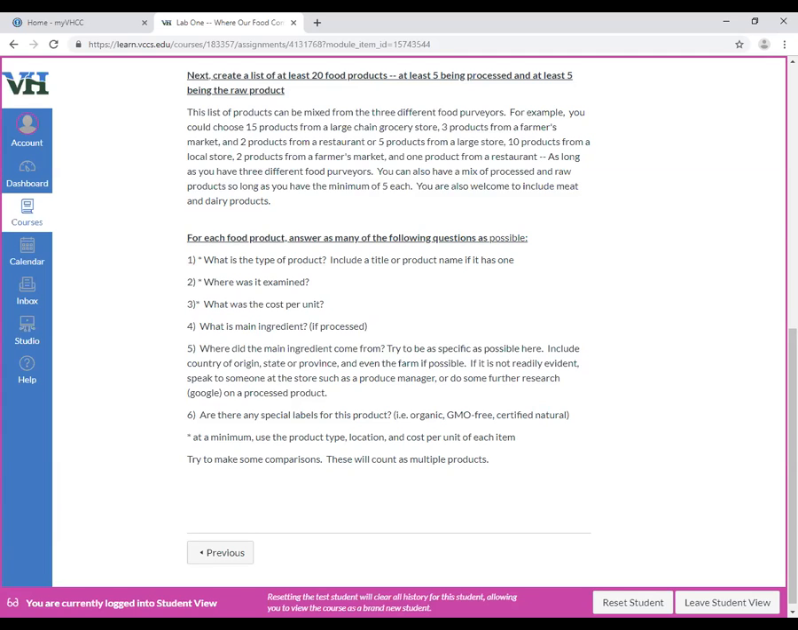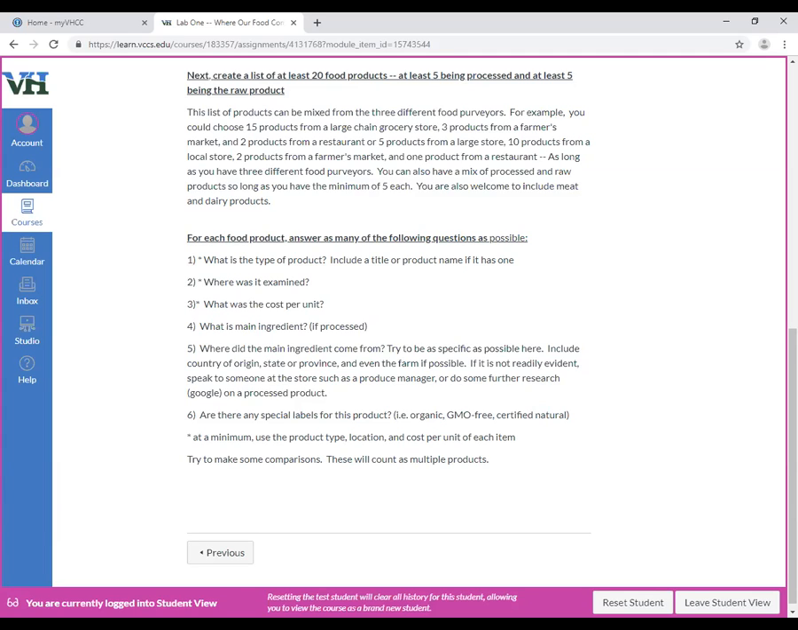So let's say that we're looking at tomatoes. One would be a tomato from Kroger's or Albertsons or whatever, a food line. Two would be a tomato from the farmer's market. And then we'll compare the cost of them. But those would count as 2 different products since you're looking at 2 different places. Does that make sense to everybody? I'll try to post an example too. Do you have a question, Jeff?